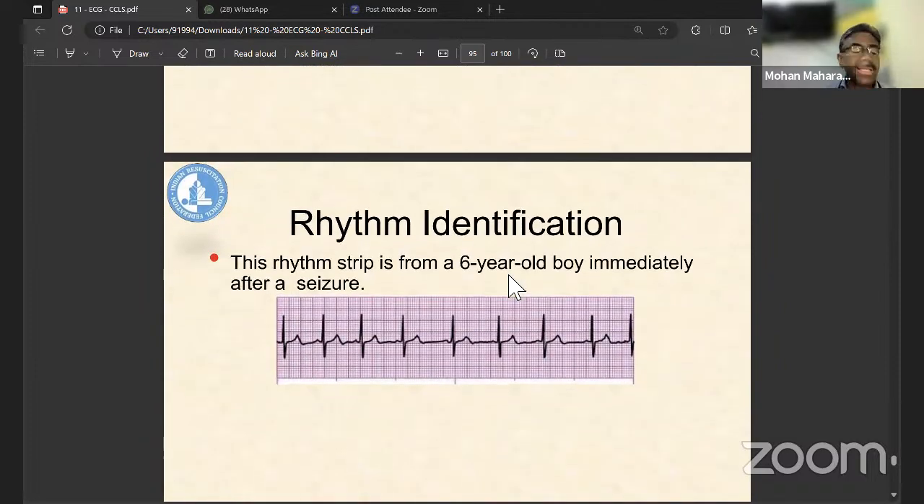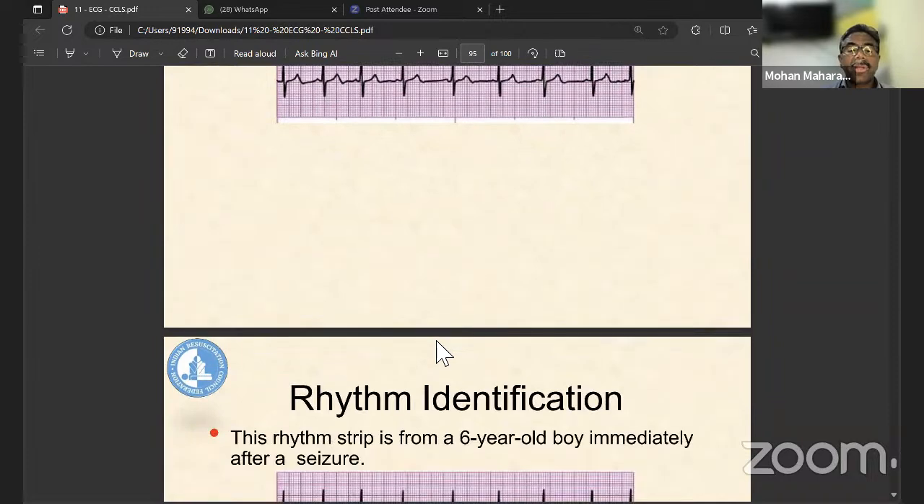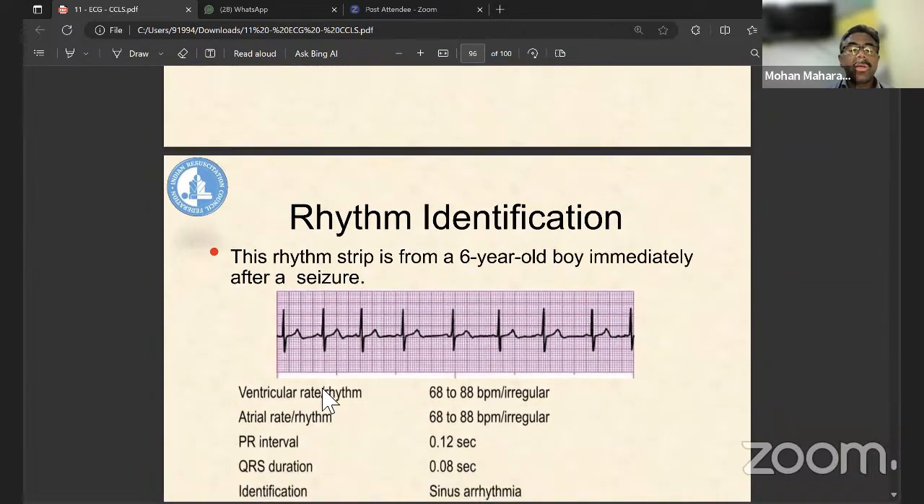This rhythm strip is of a 6-year-old boy immediately after a seizure. As you said, it requires more than 100 times the oxygen, but look at the rate, it is not looking like tachycardia. But after the seizure, why did he get this? Look at it. The ventricular rate is 68 to 88, again depending on the size.